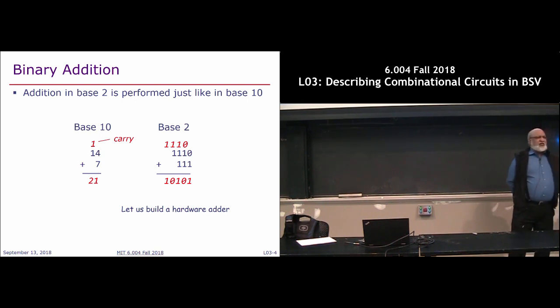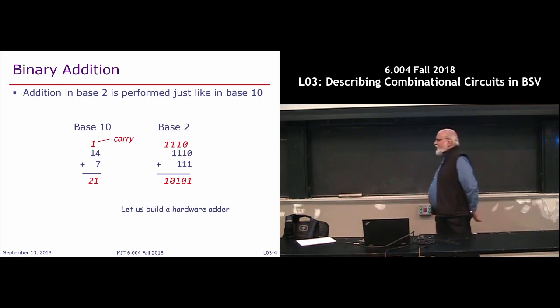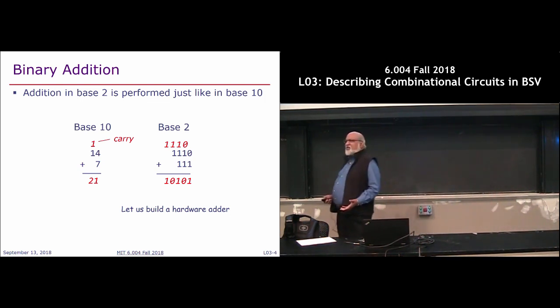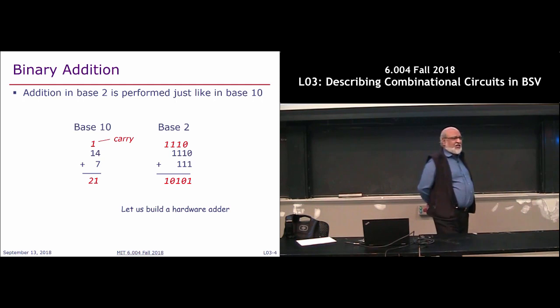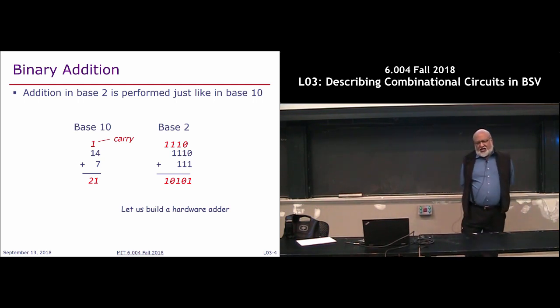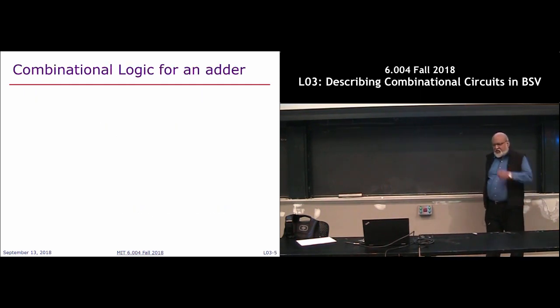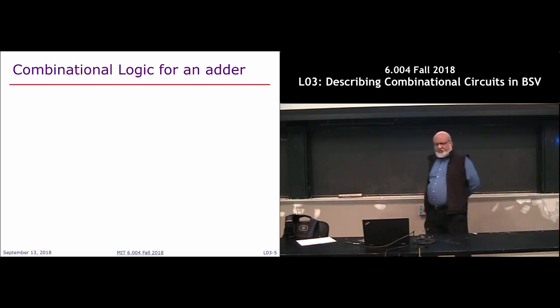You all know how to do it, so you know the algorithm. The question is, what does it mean in terms of circuits? When I say, here's a circuit that does addition, that's what we want to understand, because our means are going to be Boolean logic, the gates that were introduced last time. Okay, so combinational logic for an adder.